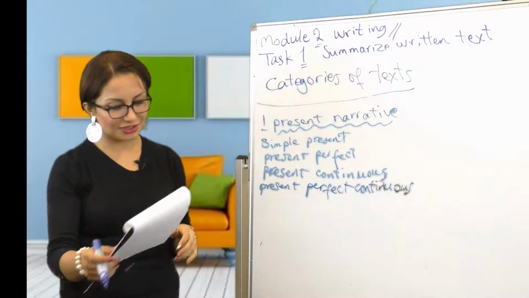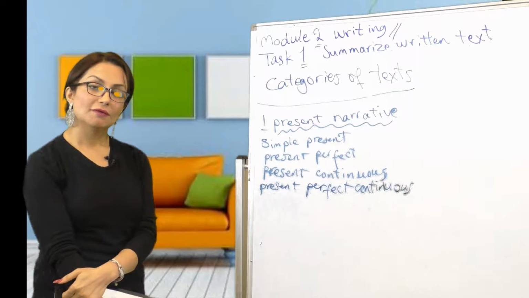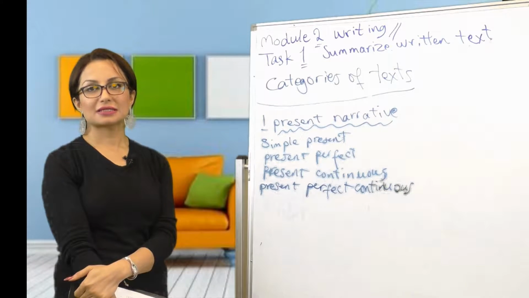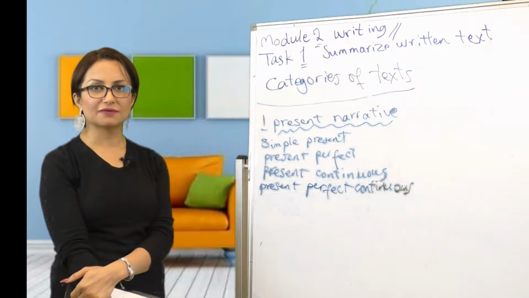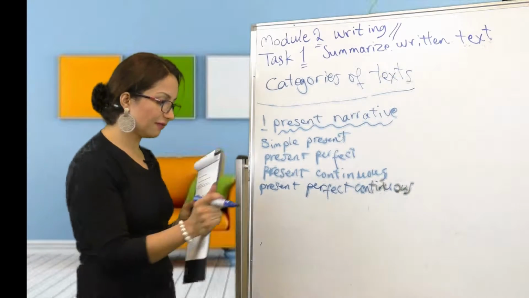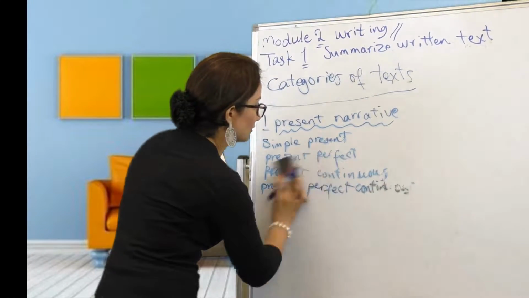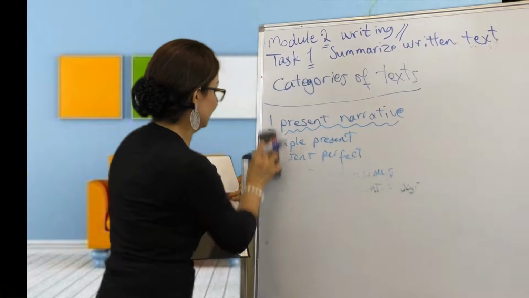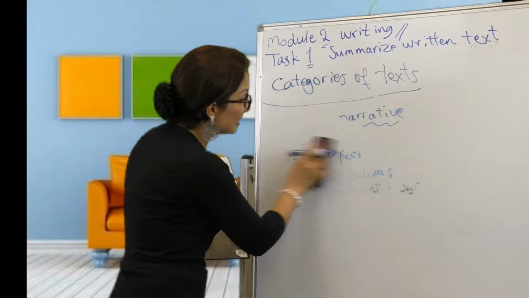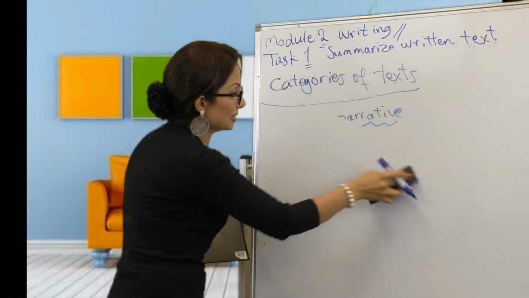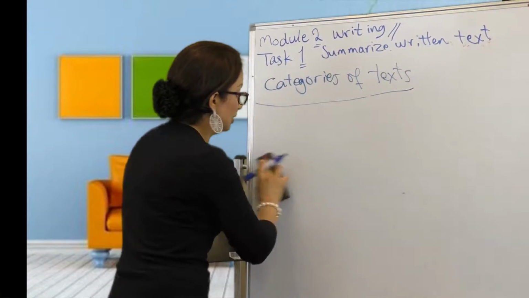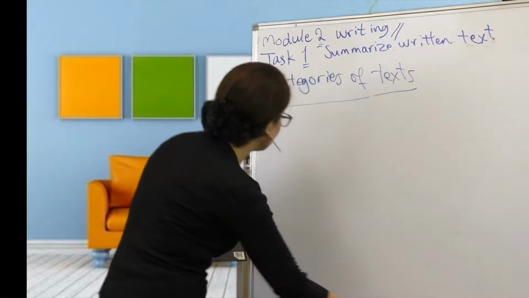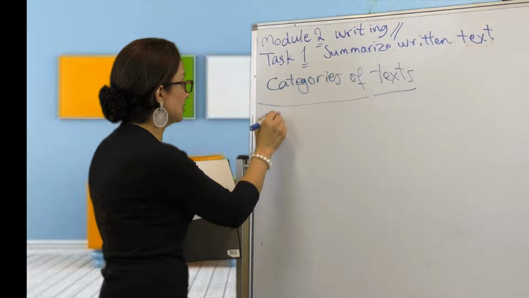Okay, thank you. Now, what is the second category of text? Past narrative. What is past narrative? Let's take a look at past narrative together. Yes, as the name suggests, past narrative means like narration of something that happened in the past. So, past narrative.